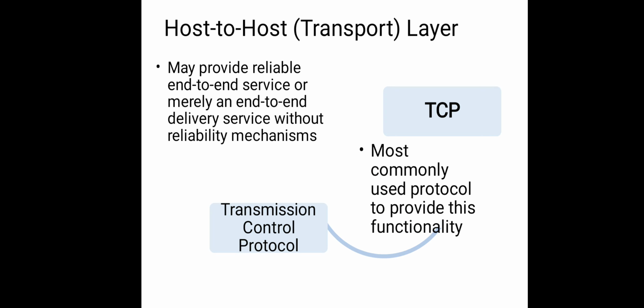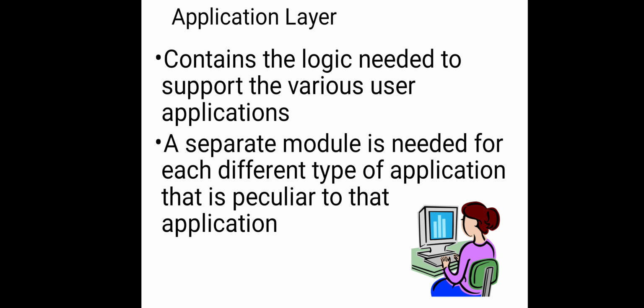Then we have the transport layer, also called the host-to-host layer. It provides a reliable end-to-end service, or merely an end-to-end delivery without reliability mechanisms. TCP is the most commonly used protocol to provide this functionality. Then we have the application layer. It contains the logic needed to support the various user applications. A separate module is needed for each different type of application that is peculiar to that application.